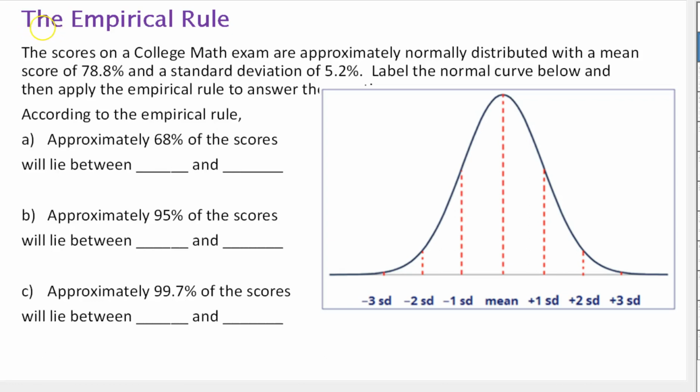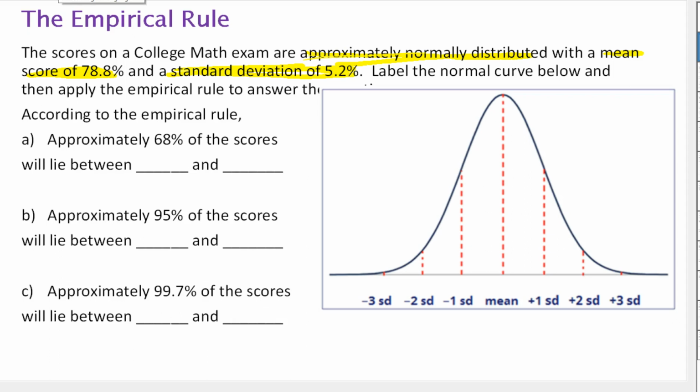In this video, we're going to look at the empirical rule. So let's read the question and highlight given information and goals. The scores on a college math exam are approximately normally distributed with a mean score of 78.8% and a standard deviation of 5.2%.